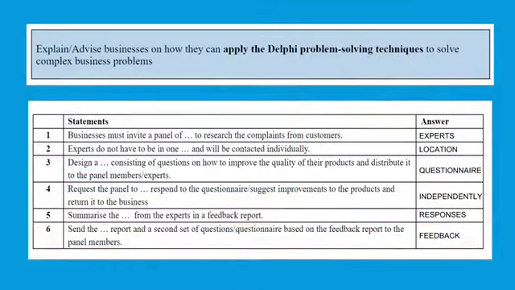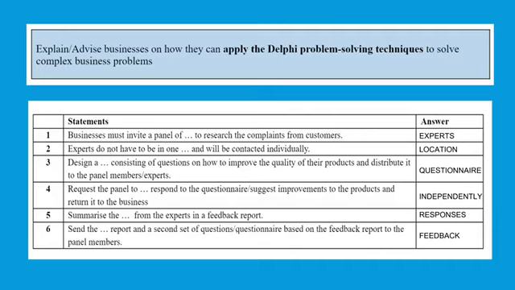And in your booklet, you would have had this fill in the missing word type question as to how we can apply the Delphi technique to solve problems in the workplace. Okay, so firstly, the business must invite a panel of experts to research the complaints from the customers. So your experts is the missing word there.